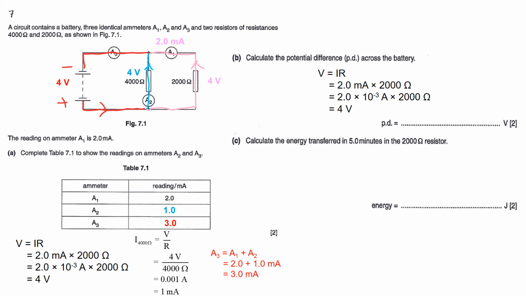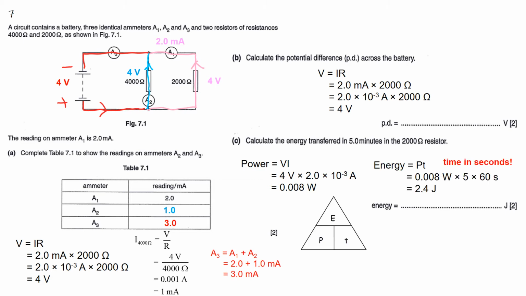Calculate the energy transfer in 5 minutes in a 2000 ohm resistor. There are many ways to do this, as mentioned in the previous question. This is one of the ways. We first find the power. P equals VI, 4 volts times the current of 2 milliampere that flows through the 2000 ohm resistor. So change the prefix milli to times 10 to the power minus 3 ampere. We'll get the power as 0.008 watts.